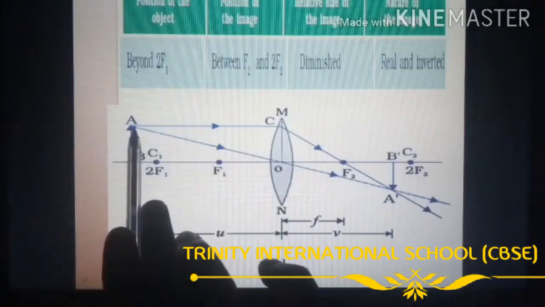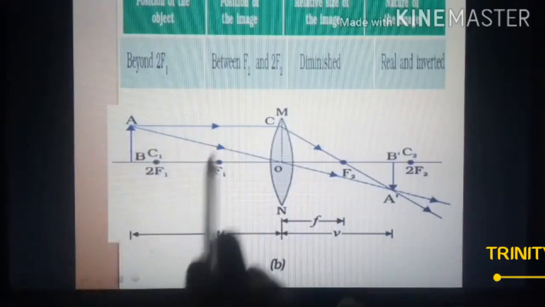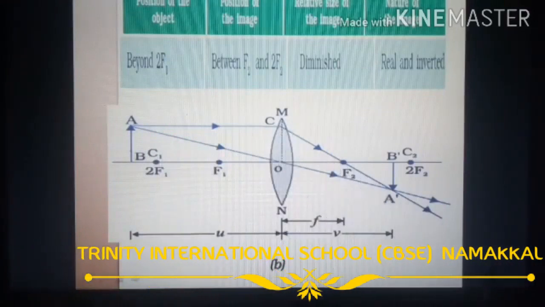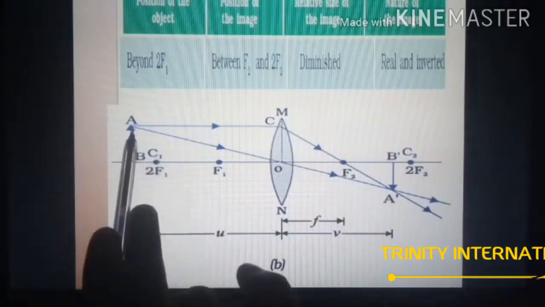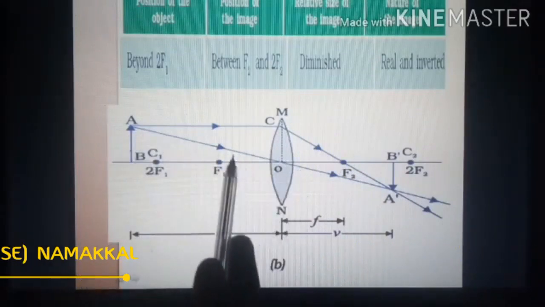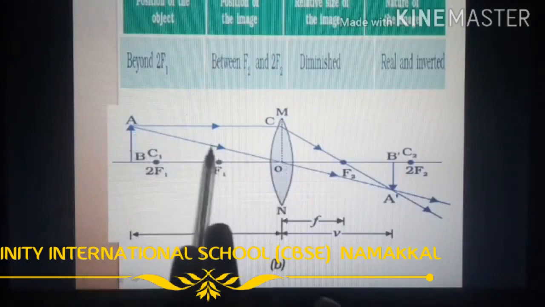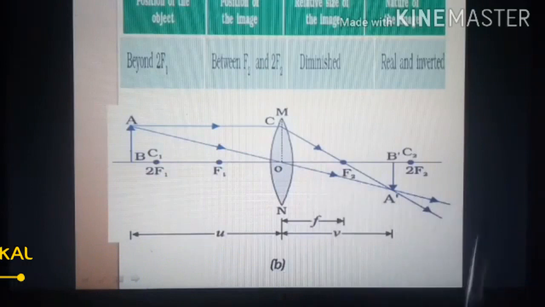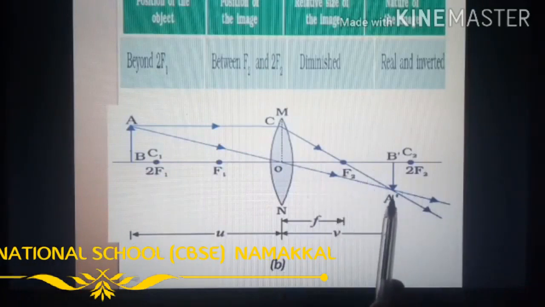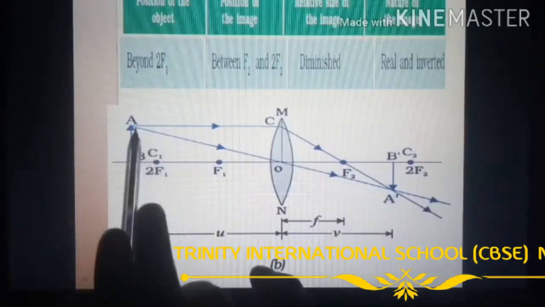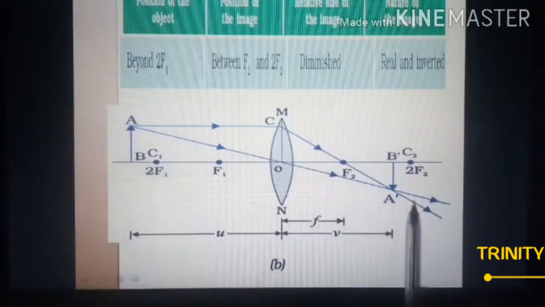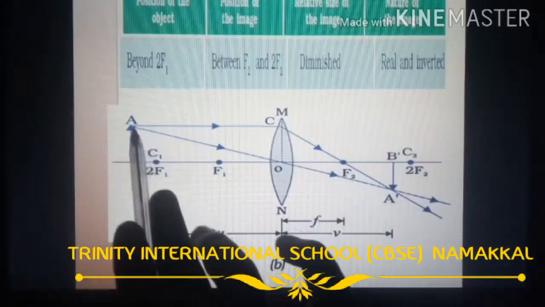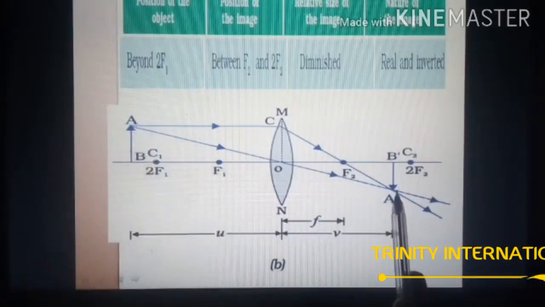First consider the ray parallel to the principal axis. After refraction we know it passes through the focus, and you extend that line. Next you draw the ray that passes through the optical center. We know after refraction it goes without deviation, so you extend that line also. Both lines meet at a point. This point is the image of the point on the object. Here AB, A is the head and B is the bottom tail. So this point is called A dash.